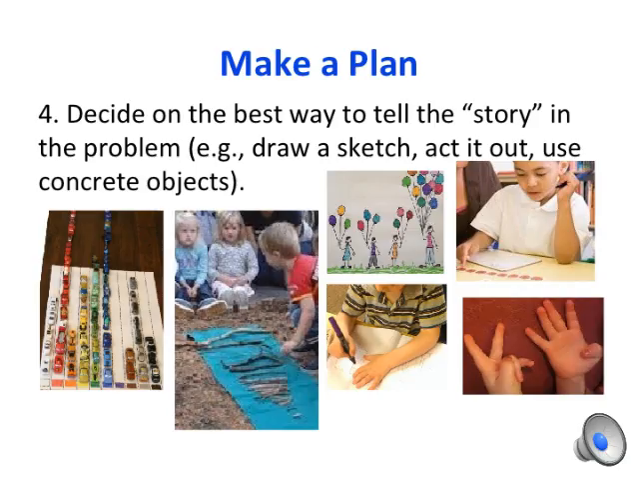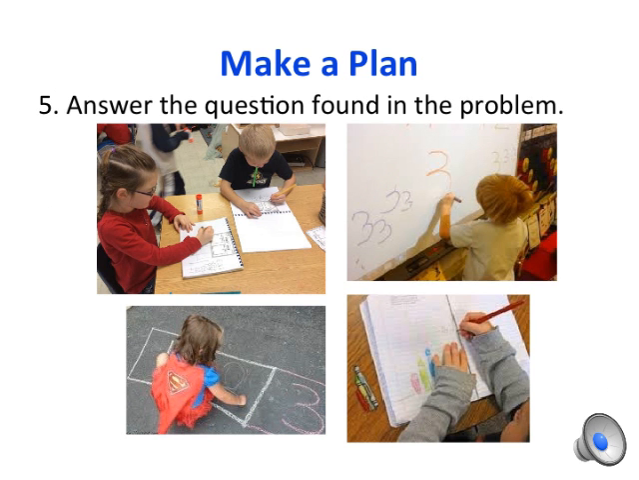The fourth step in our plan is to decide on the best way to tell the story in the problem. Having visualized the situation, students will have laid the foundation for this step. Students decide if they want to draw a sketch, act it out, use concrete objects, use their fingers, or some other way to represent what they're thinking and to extend what they're visualizing. We'll go into more detail on this part of the plan when we study Math Practice 4, which is Model with Mathematics.